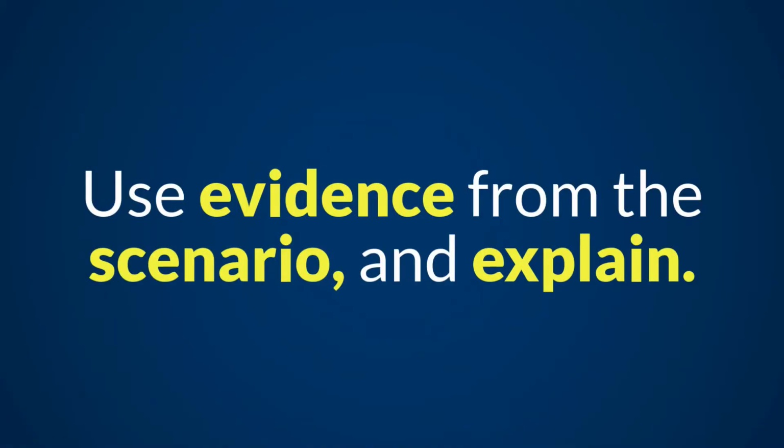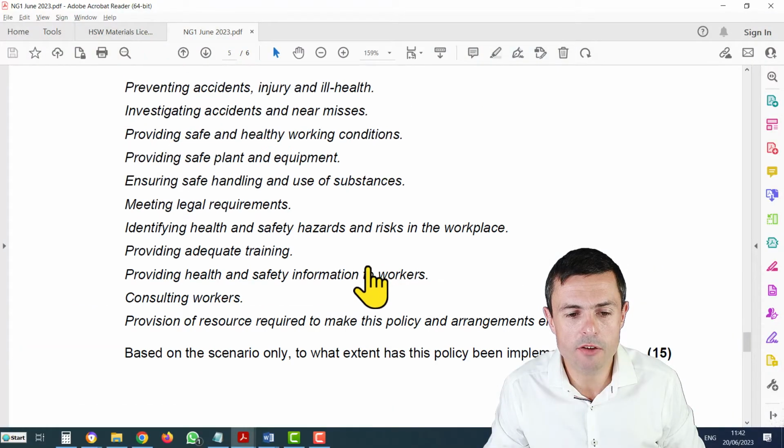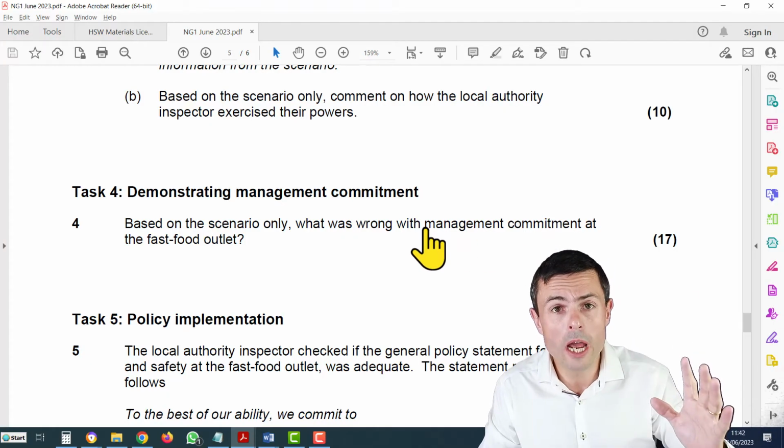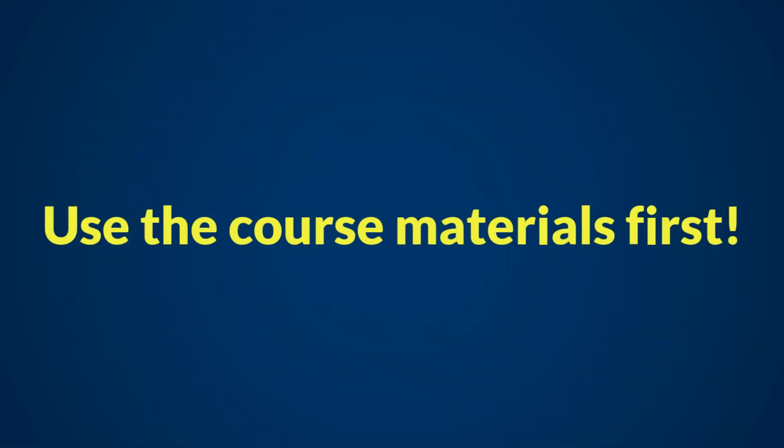So let's take a look at this question up here, which is about what was wrong with the management commitment at the fast food outlet. It's a big question, it's 17 marks. Now, firstly, as always, I go to the course materials first. I want to see, what does good management commitment look like? What does bad commitment look like? From there, I can go into my scenario and see what's in the scenario.